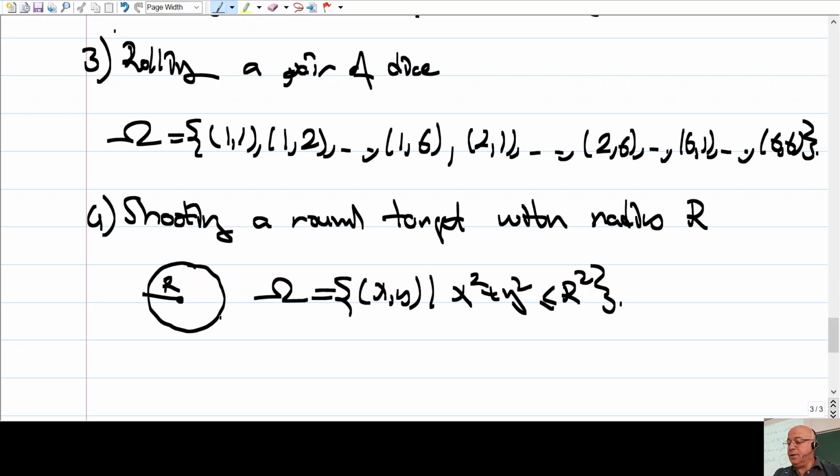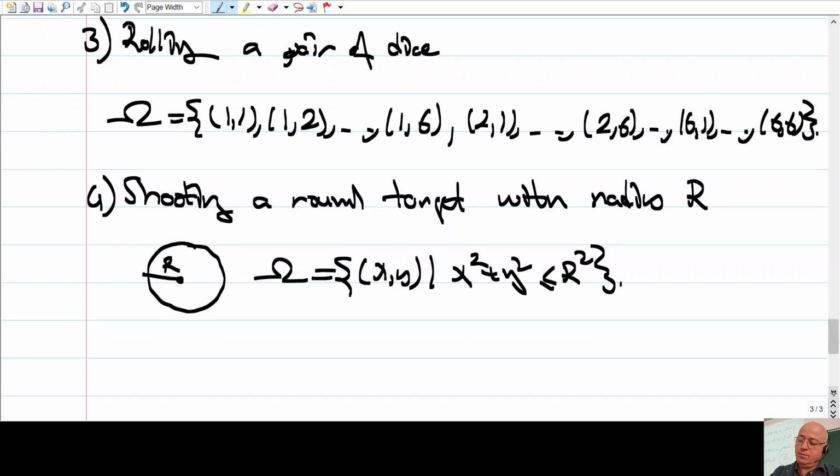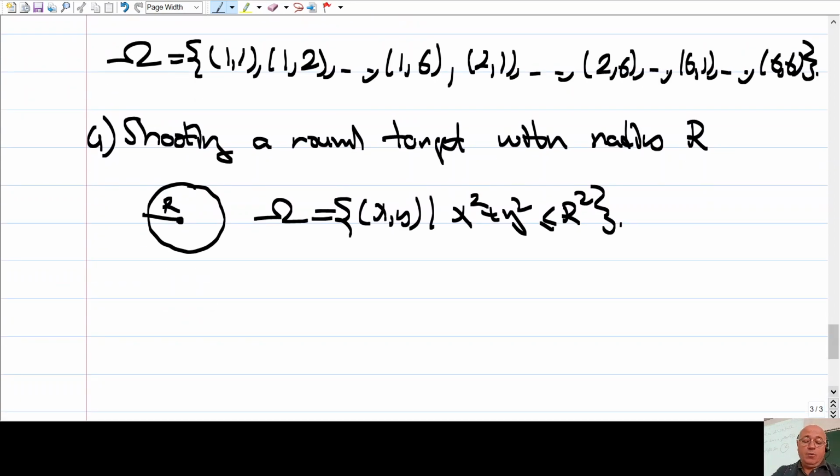So you hit a point in this disk, so your sample space is the set of all the points in this disk. Here we assume that each time you hit a point on this disk. So what's a sample space? Sample space is the set of results of the experiments, right? So you repeat an experiment, and the results of this experiment are elements of the so-called sample space.